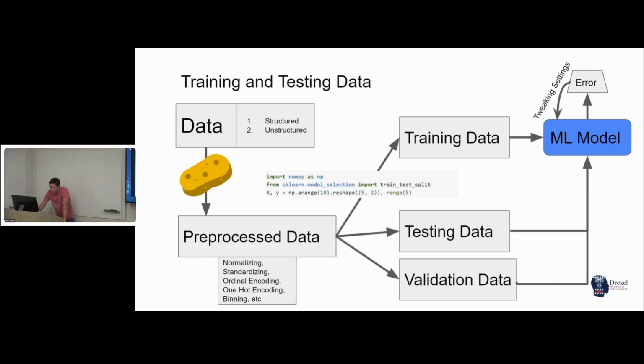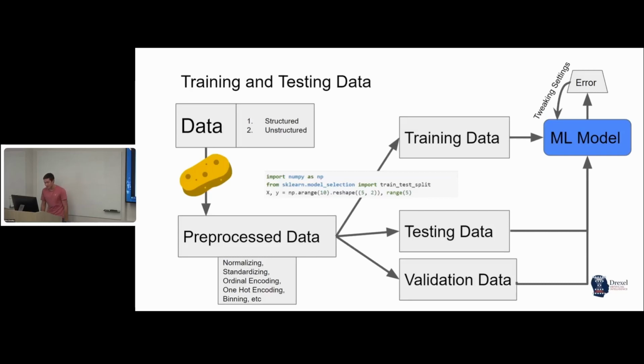We need to pre-process our data because models can only deal with numbers. If we give it a string, it doesn't really know what to do with it. So we have different operations for different things. For numerical values, we can normalize or standardize them. For categories such as gender, race, and maybe country, we can do ordinal or one-hot encoding. And if you're doing dates, you can also bin them.